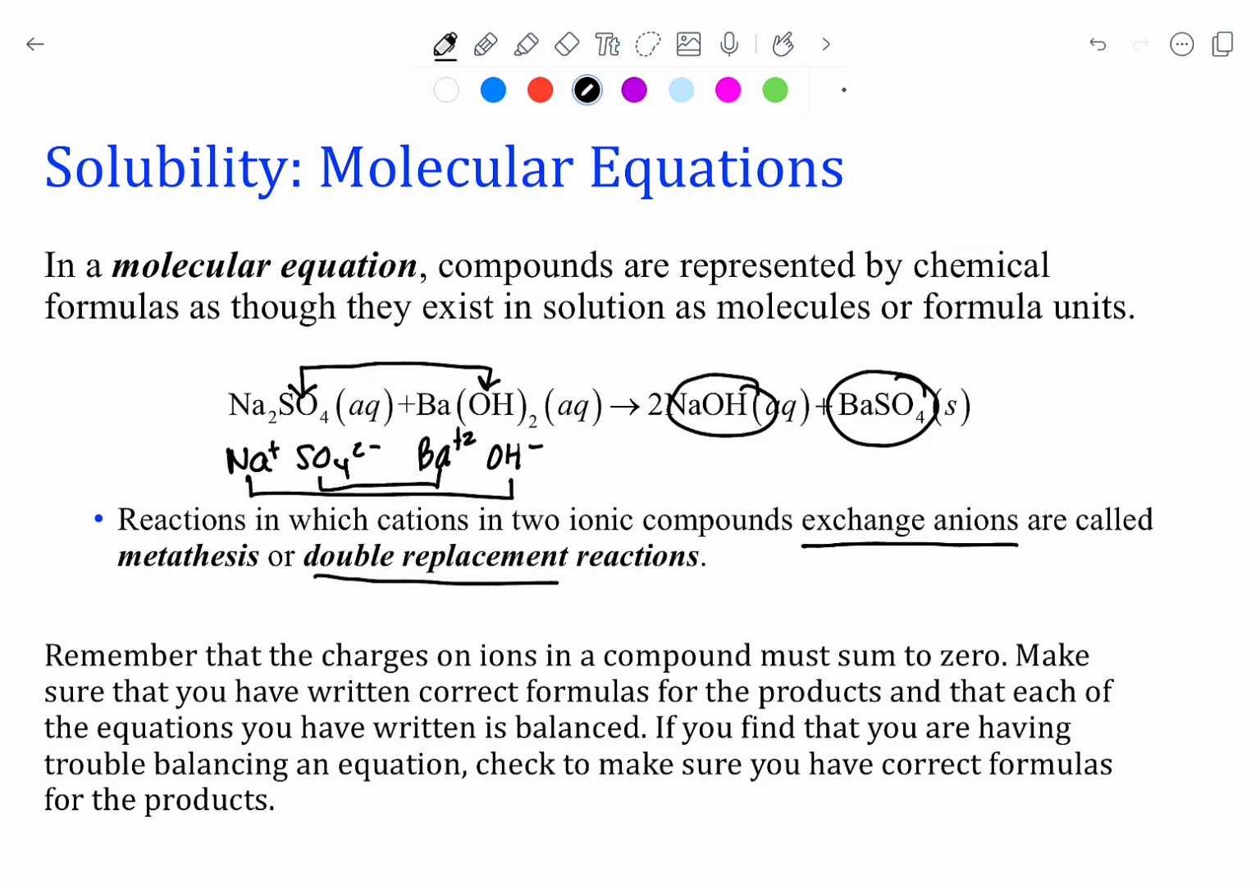Now, because these are ionic compounds, we're never going to have sodium going with barium because those are 2 cations that are attracted to each other. That's not going to happen. And we're also not going to have the sulfate attracted to the hydroxide because they're both anions. So that will also not happen. So we are able to predict the products of this reaction simply by switching those anions.